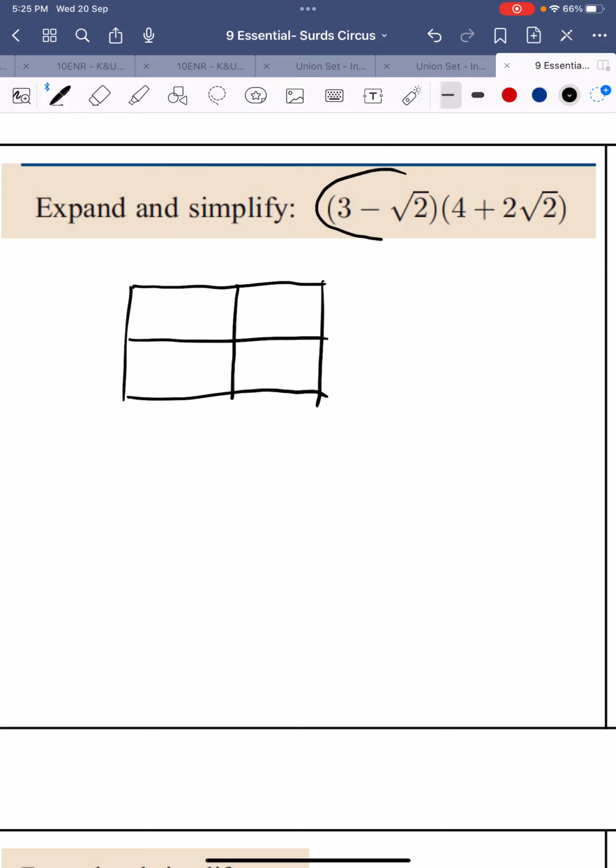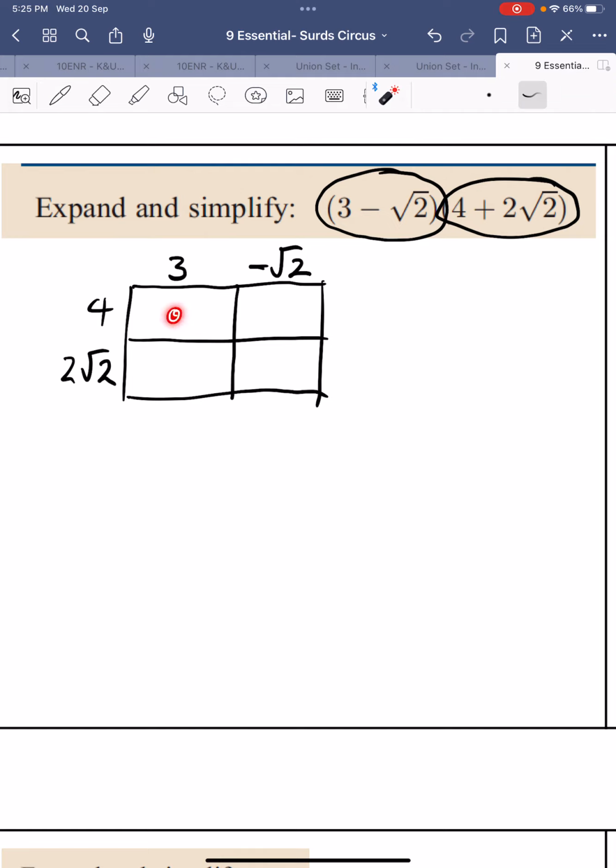And this 3 and negative root 2 are going to form the pieces on the top. 3, negative root 2. And the 4 and the 2 root 2 will form the pieces on this side here. And we just go ahead and fill up the grid according to the multiplication. So in here, we're going to have 4 times 3, so that's 12.